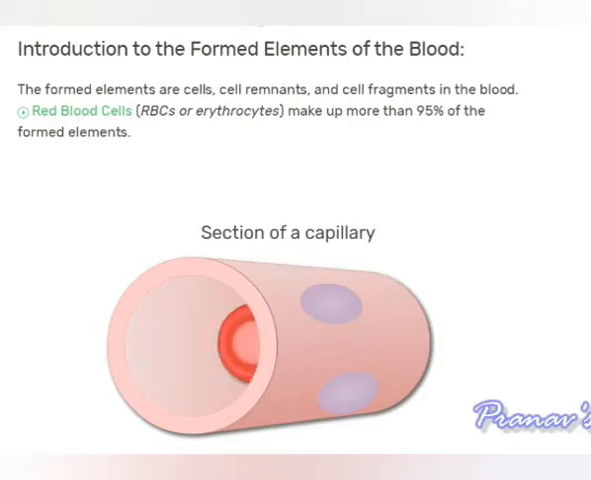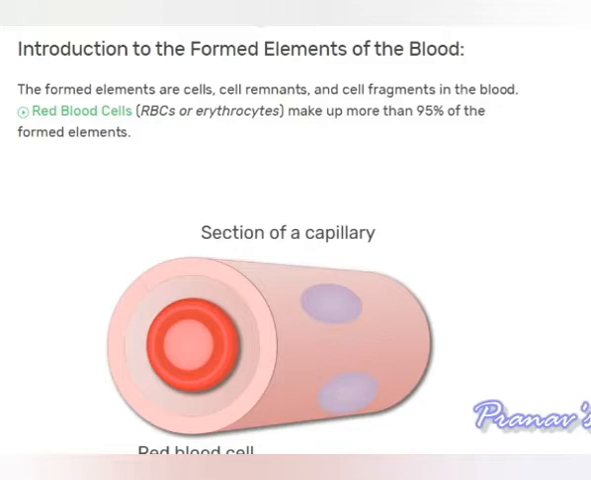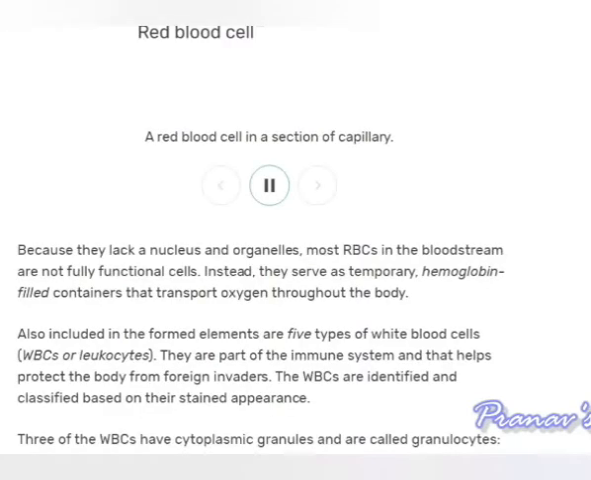There are different types of cells found in the blood, known as formed elements of the blood. The formed elements are cells or cell remnants and cell fragments in the blood. Red blood cells or erythrocytes make up more than 95% of the formed elements. One important feature of red blood cells is that they lack a nucleus. Because they lack a nucleus and organelles, most RBCs in the bloodstream are not fully functional cells. Instead, they serve as temporary hemoglobin-filled containers that transport oxygen throughout the body.